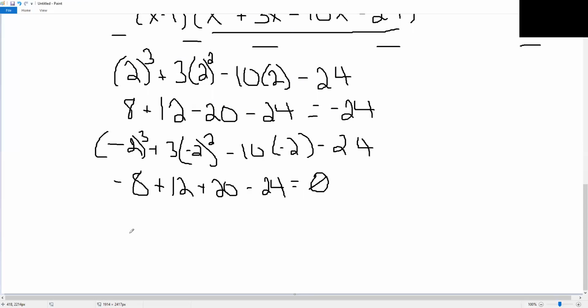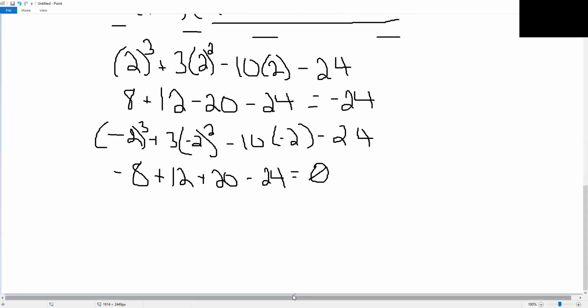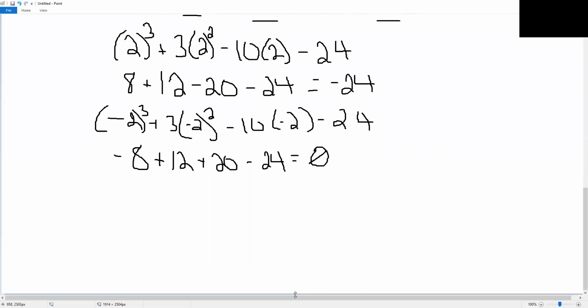There we go. That's a little bit of space anyway. Good grief. I need more space.